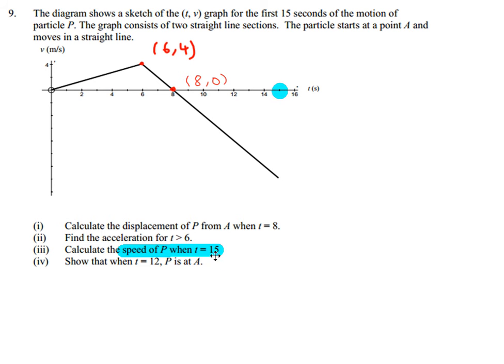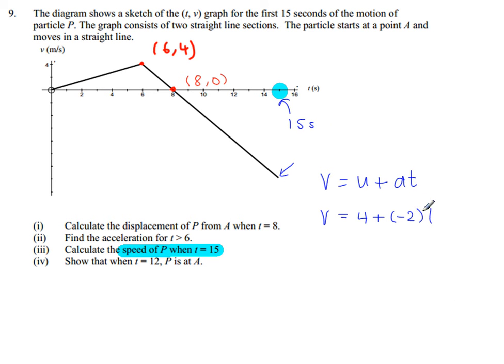The speed of p when t is equal to 15. Now velocity here is negative because you've got velocity on the vertical axis and you've got negative values here, so negative velocity, but speed is a scalar. So we could calculate the velocity here, but we need to give the final answer as a positive value. So I'm using v equals u plus at, a suvat formula. What I'm looking for is the velocity here when t is equal to 15 seconds. We have the acceleration already.